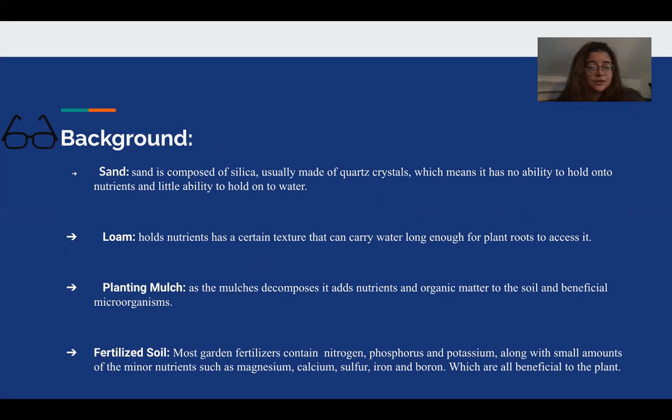Planting mulch. As the mulch is decomposed, it adds nutrients and organic matter to the soil, along with beneficial microorganisms. Fertilized soil. Most garden fertilizers contain nitrogen, phosphorus, and potassium, along with small amounts of the minor nutrients such as magnesium, calcium, sulfur, iron, and boron, which are all very beneficial to the plant.